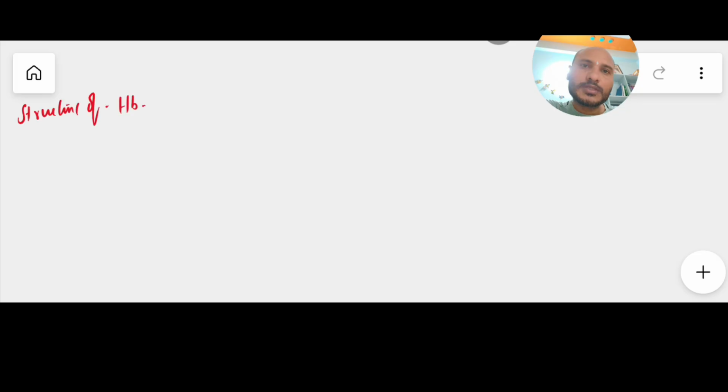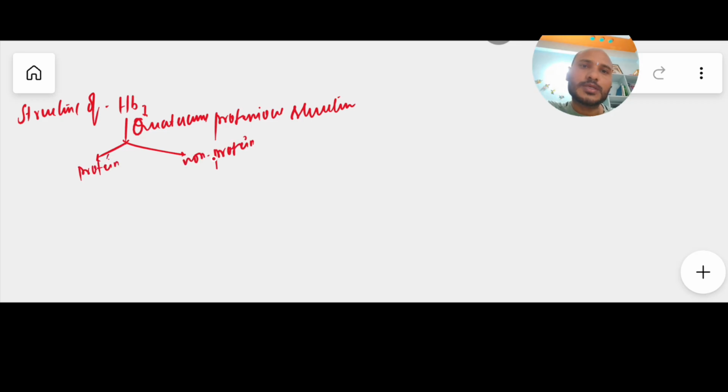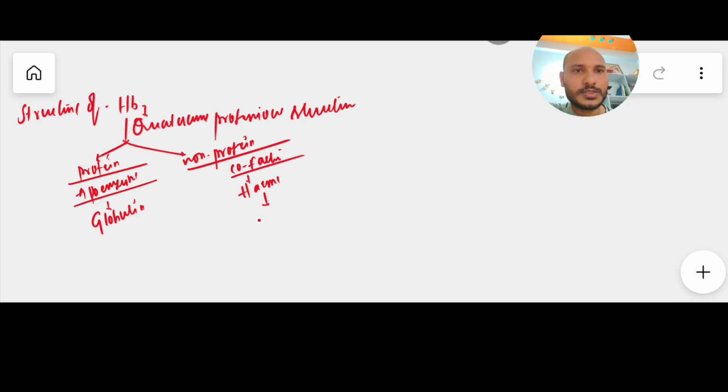Now, the structure of hemoglobin is a quaternary proteinous structure. It is made up of two parts: one is the protein part and the other is the non-protein part. The protein part is also called the apoenzyme part, and the non-protein part is called the cofactor. The apoenzyme part of hemoglobin is globin. The non-protein or cofactor part is called heme, which is made up of a metal, that is iron. So iron is the metal ion in the cofactor.